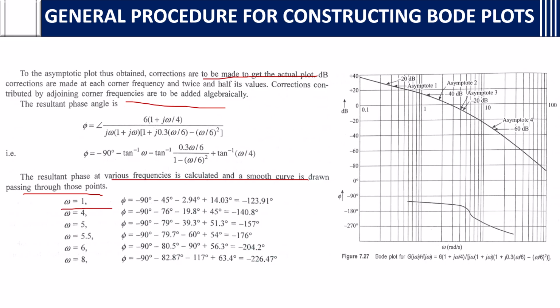When omega equals 1, you will get a phi value. This is the formula where you need to calculate for omega 1, omega 4, omega 5, 5.56, just for the correction, passing through all the points. You will get some degree values, and you are going to correct those degree values for the smooth curve.